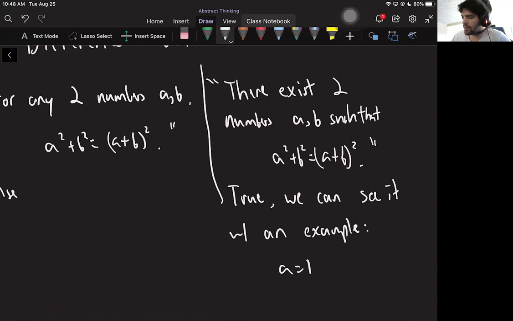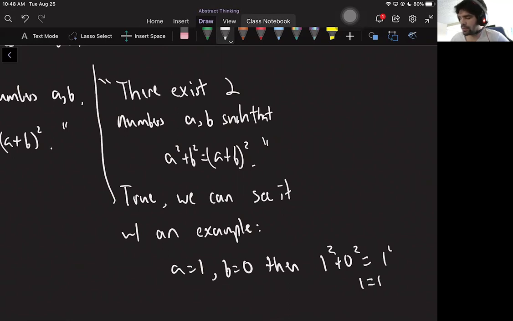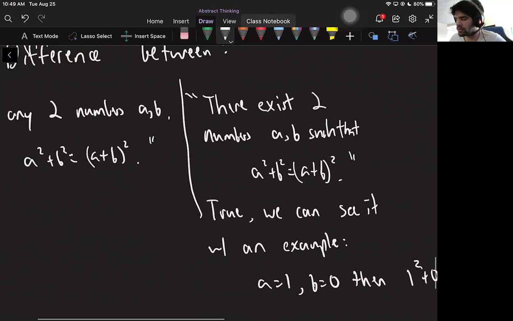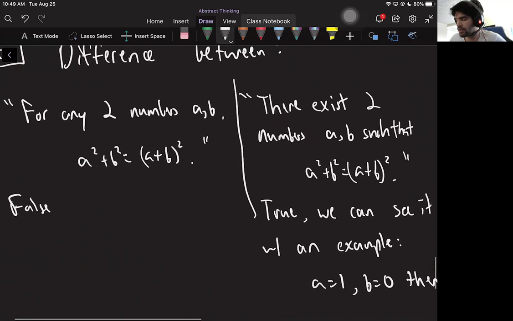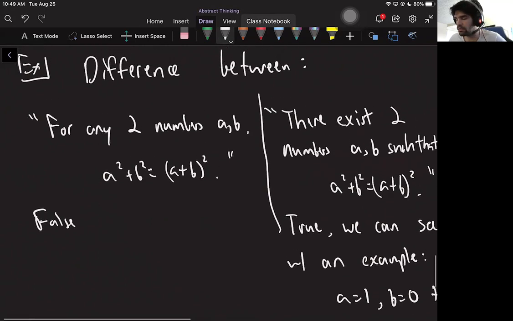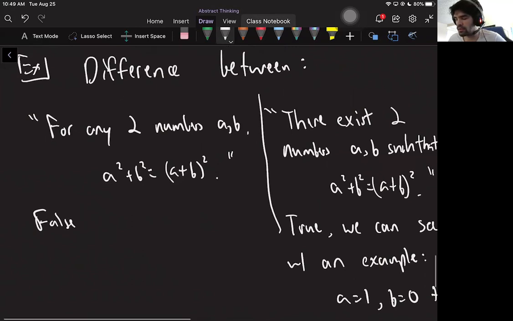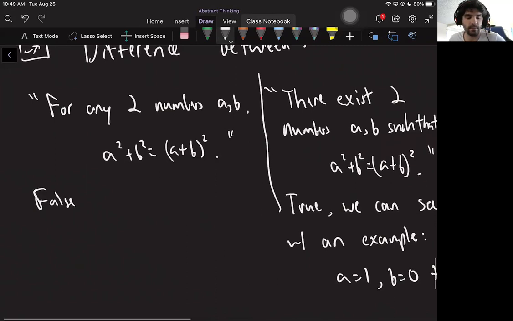So if a equals 1 and b equals 0, then I'll get 1 squared plus 0 squared equals 1 squared. 1 equals 1. So that's why it's true. It's because now I'm claiming that it works once, that there exists two numbers that make it work, versus before I was trying to say it always works. So it's two different statements about the same equation. That's why you have to really read the entirety of the statement before you try to decide if it's true or false. You have to understand what the whole statement is saying. Okay.